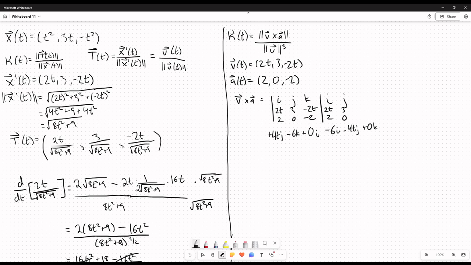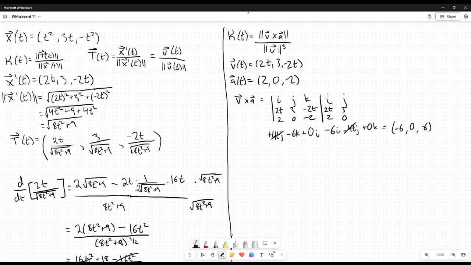What we'll notice is that these are going to cancel out. And what we're left with is just the vector negative 6, 0, negative 6. That's really nice. I like that.